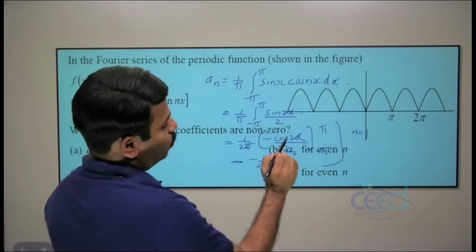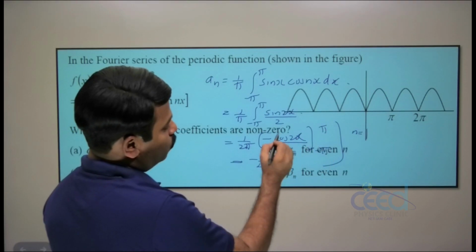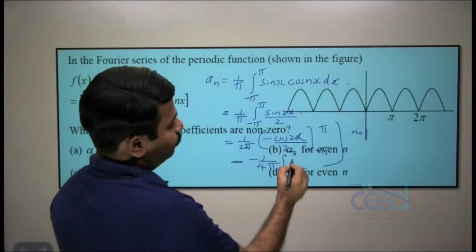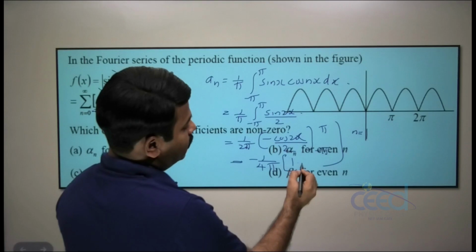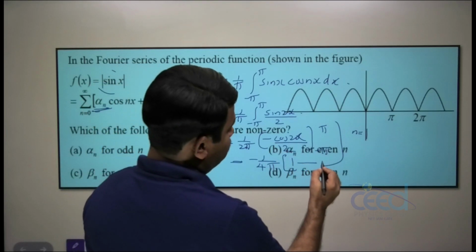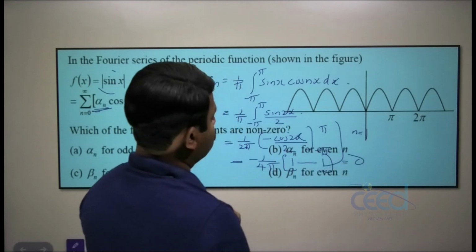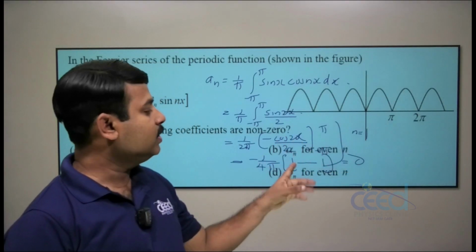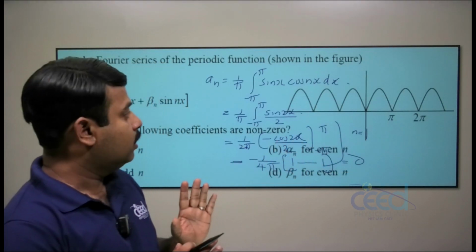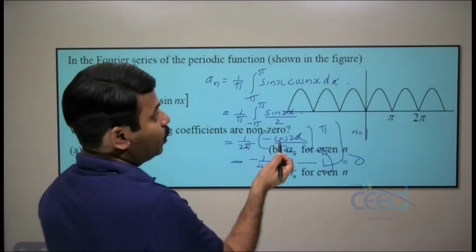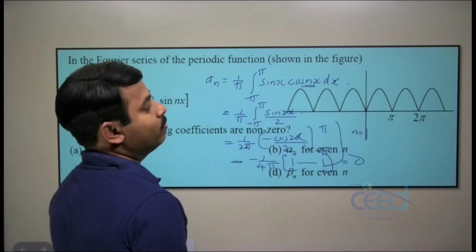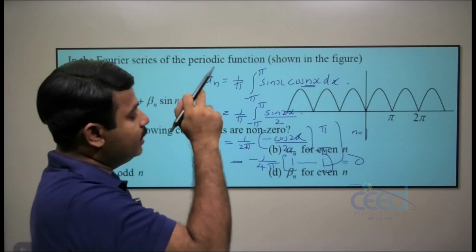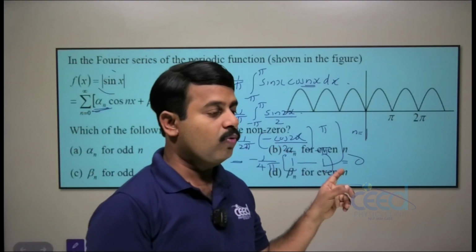Here cos 2 pi is 1, minus cos of minus 2 pi, that is again 1. So this is equal to 0. So for odd values it will be 0. But then put even values, and it is non-zero. So alpha n is non-zero for even numbers.